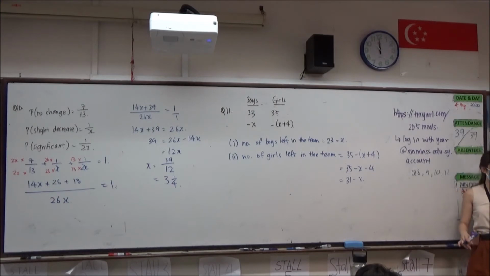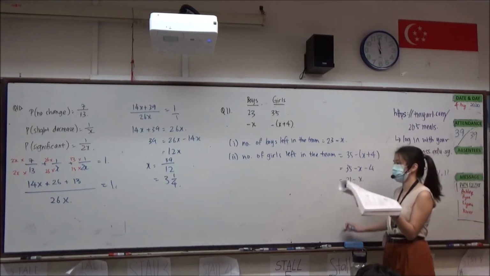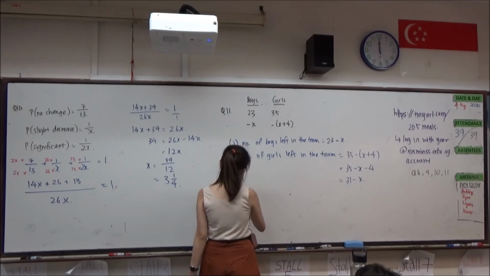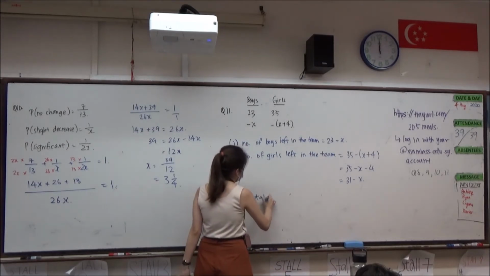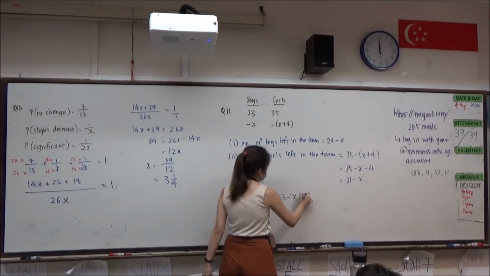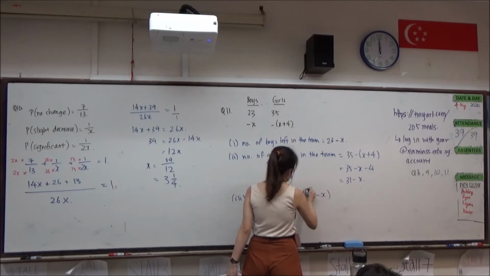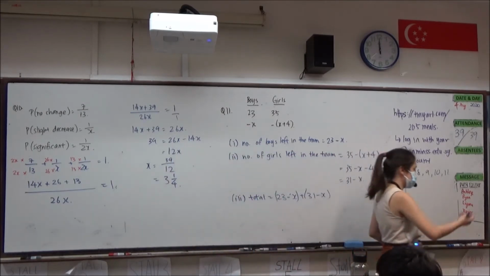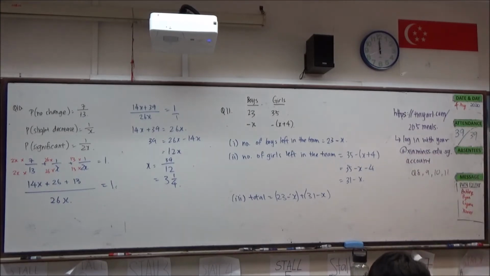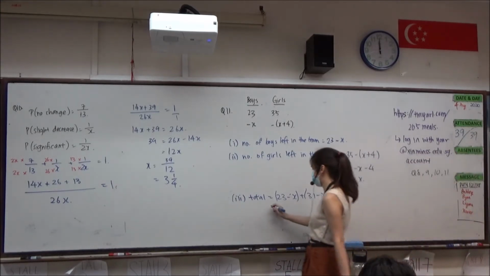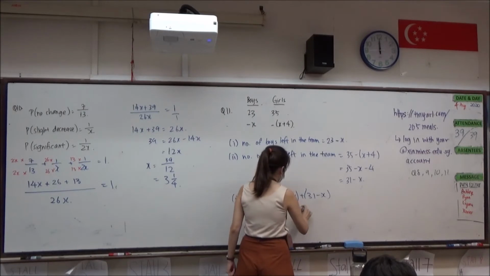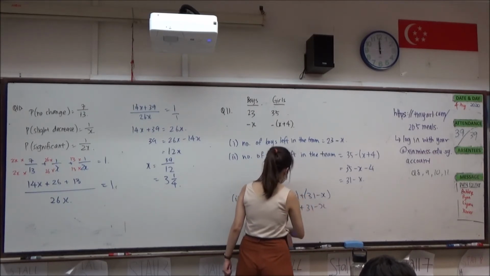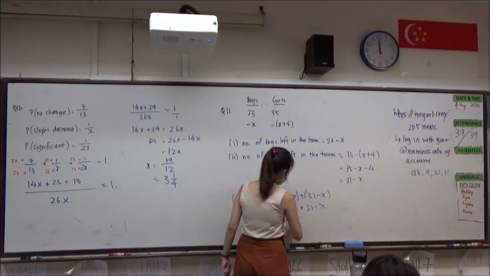Part 3, total number of boys and girls left. We just add these two up: 23 minus x plus 31 minus x. You may put brackets, although it doesn't make a difference, because after you open up the brackets it remains the same. So we get 54 minus 2x.